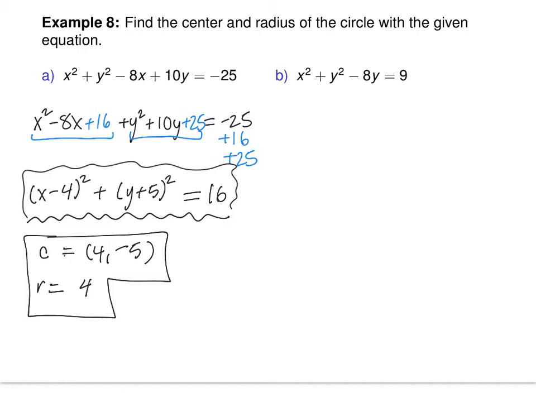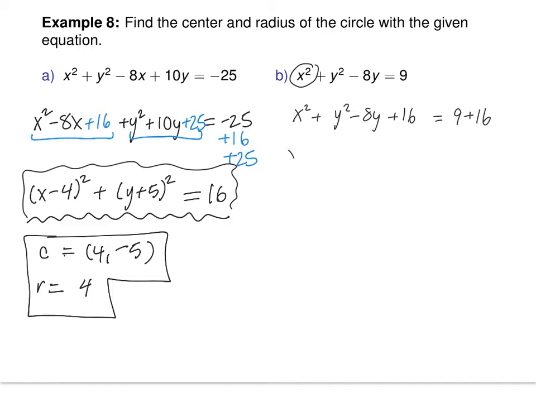Okay, so notice how the one on the left had both an 8x and a 10y, right? The one on the right doesn't have a number with an x. Does that make sense? So that means that this thing is already completed, or that the x coordinate of the center is going to be 0. So the only part you have to complete there is the y part. So you add in 16, and you add in 16 there.